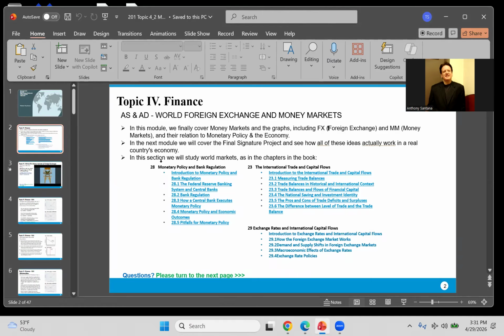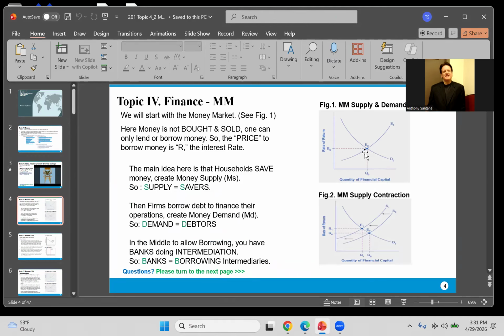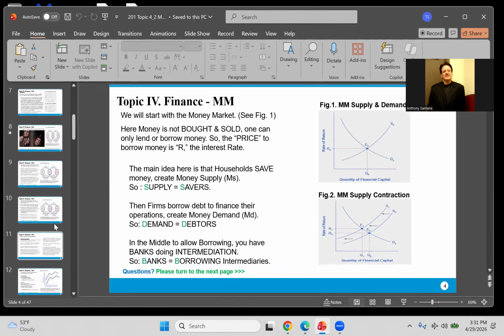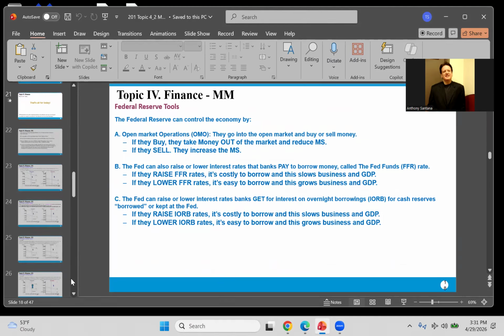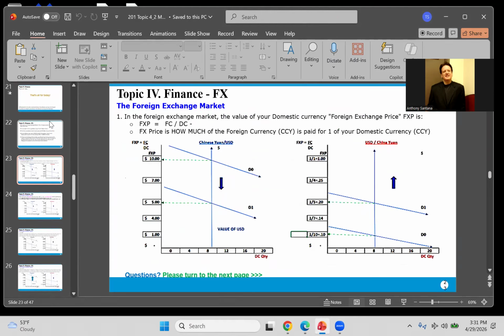So these are the chapters that we're covering. Money market was covered here. Foreign exchange over here. So we've already covered money markets, so we're not going to review that. And let's talk about foreign exchange.